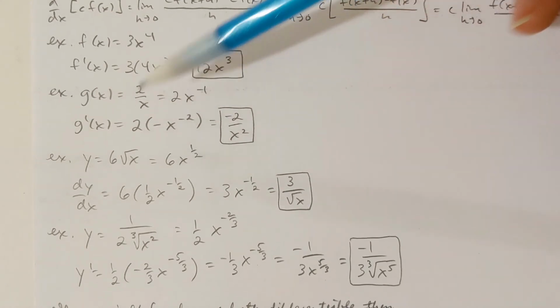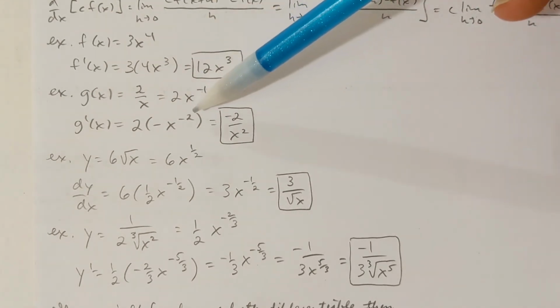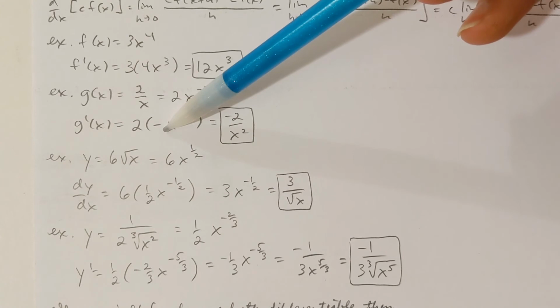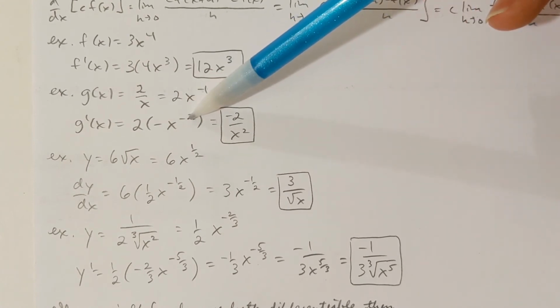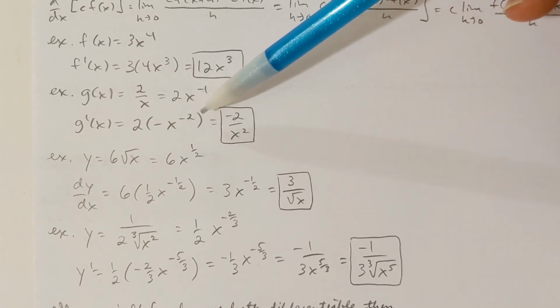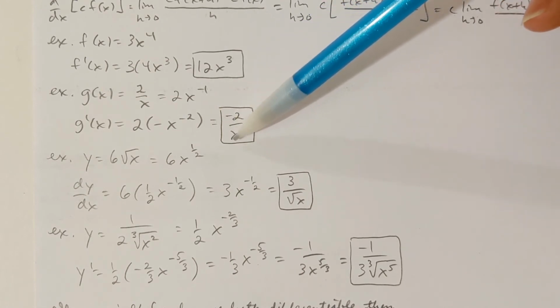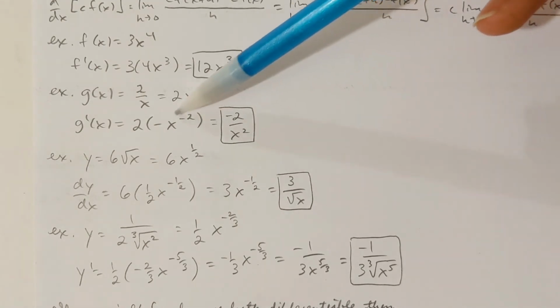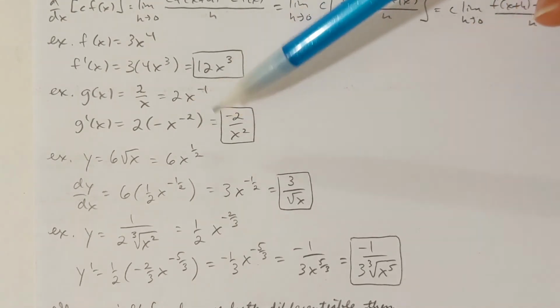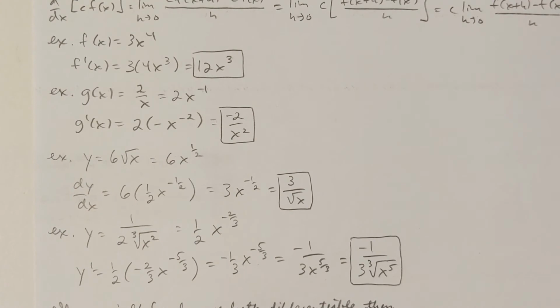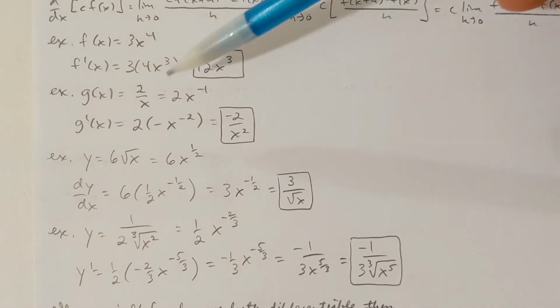2 is a constant, I'll just leave that as is. Use the power rule. You're going to bring down the negative 1, reduce the power by 1, so it's negative 1x to the negative second power. And you'll rewrite that then as negative 2 divided by x squared. Again, avoid negative exponents when giving your answers. And of course, like anything else that you do in math, simplify as far as you can go. All right.